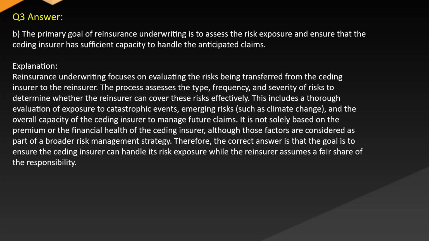This includes the evaluation of exposure to catastrophic events, emerging risks such as climate change, and the overall capacity of the ceding insurer to manage future claims. It is not solely based on the premium or the financial health of the ceding insurer, although those factors are considered as part of a broader risk management strategy. Therefore, the correct answer is that the goal is to ensure the ceding insurer can handle its risk exposure while the reinsurer assumes their share of the responsibility.